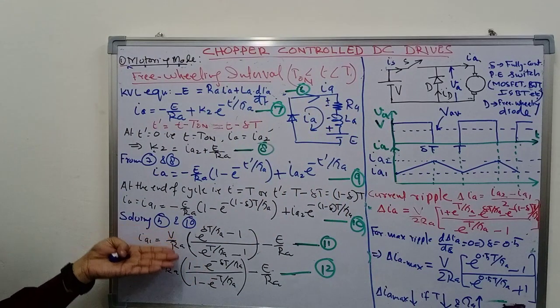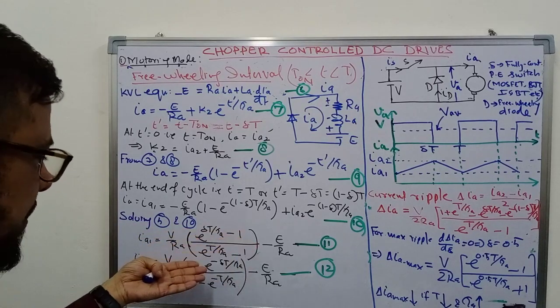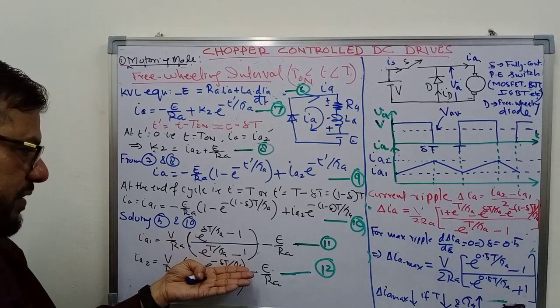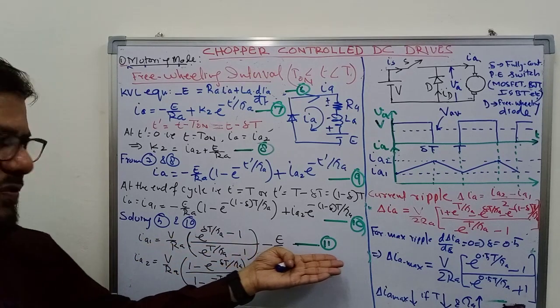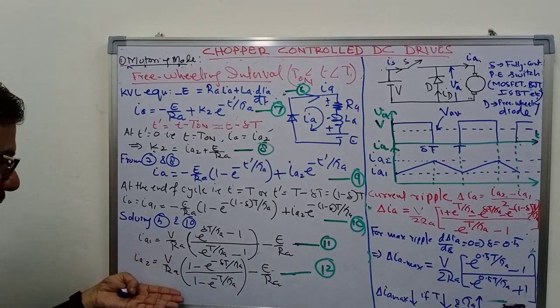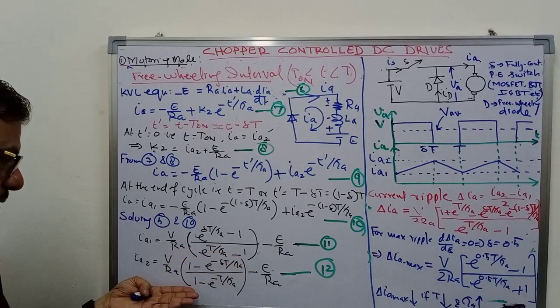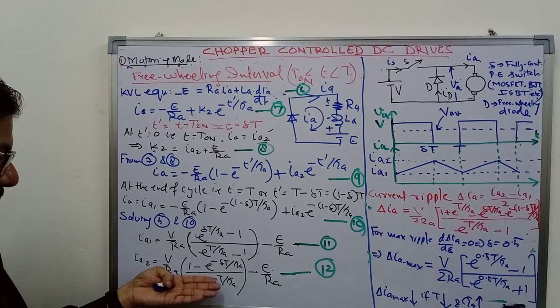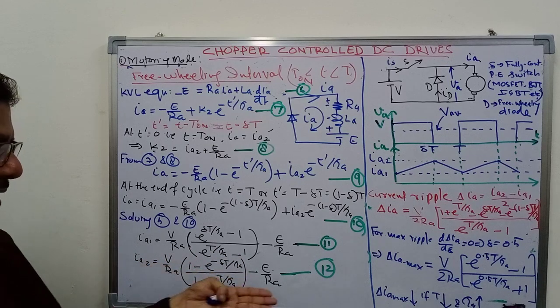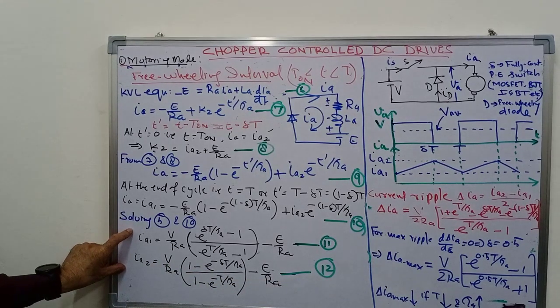Ia1 will be equal to V upon Ra, e to the power delta t upon tau A minus 1 upon e to the power t upon tau A minus 1, minus E upon Ra, equation number 11. And similarly Ia2 will be equal to V upon Ra, 1 minus e to the power minus delta t upon tau A upon 1 minus e to the power minus t upon tau A, minus E upon Ra, equation number 12. Now knowing these two equations, you can find out the current ripple.